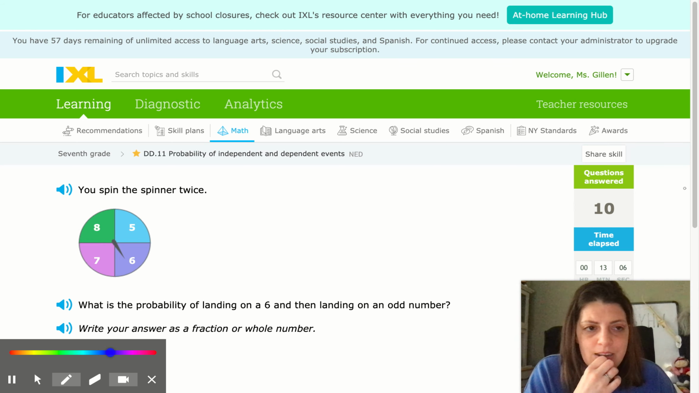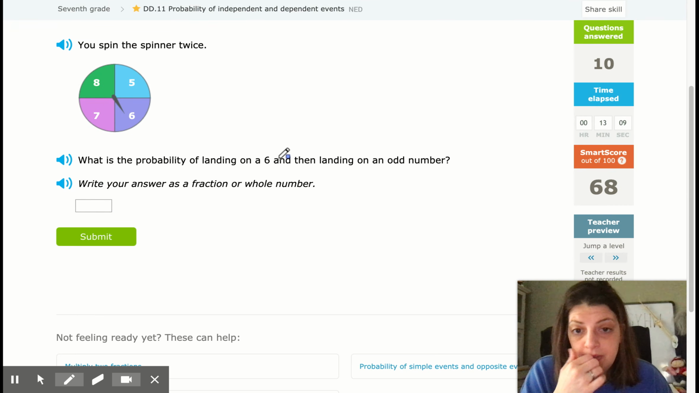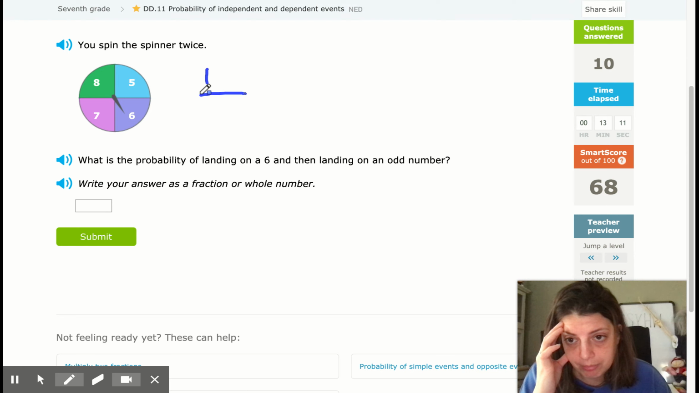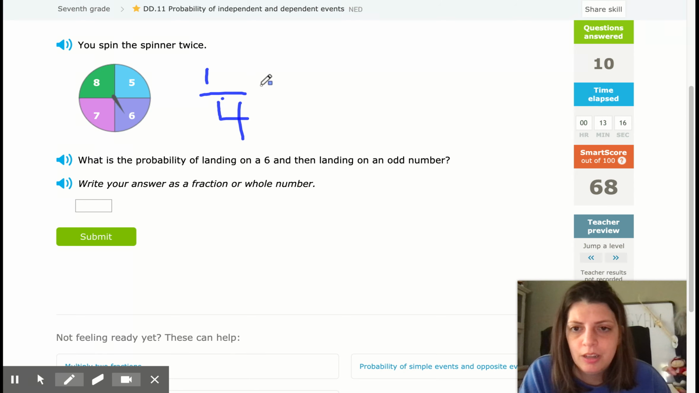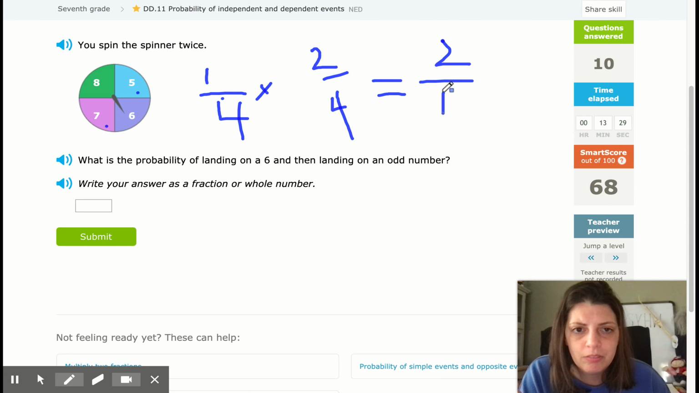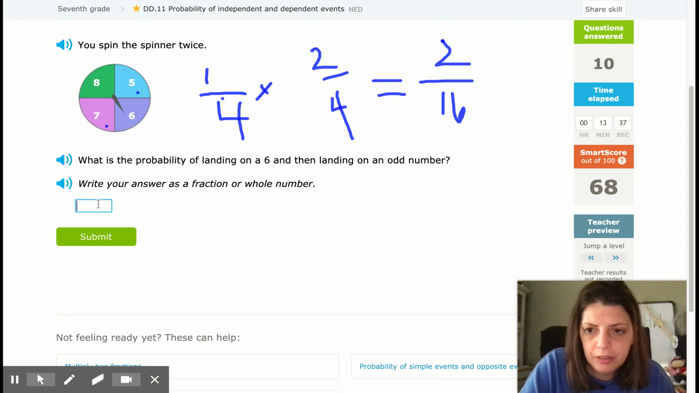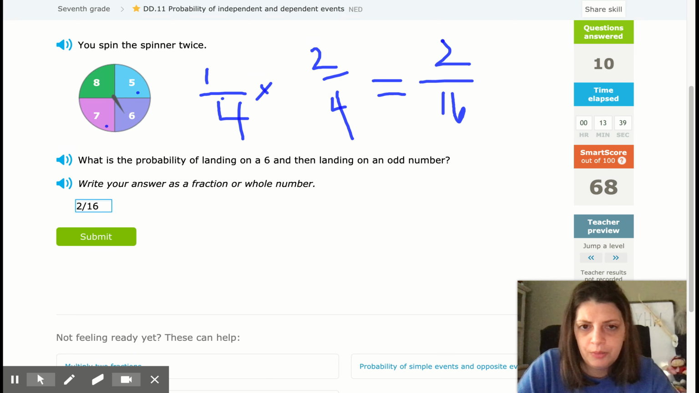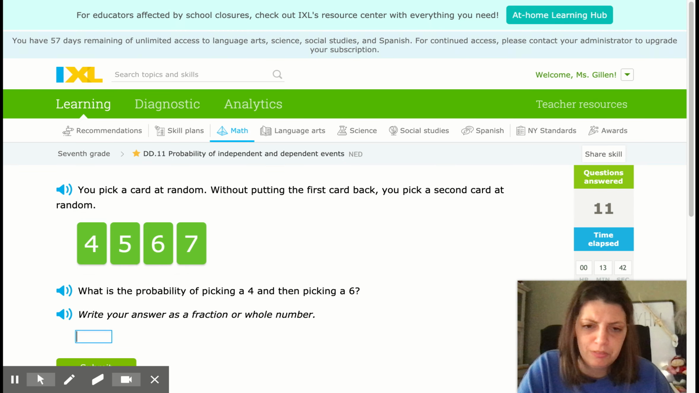Yay! Spin the spinner twice. What's the probability of landing on 6? 1. I don't know why I just said 1. Yeah, there's only 1 6 out of 4. And then landing on an odd number. 2 odds, 5 and 7 out of 4. So you could reduce that, or you could just get, I don't think they're even taking off points for not simplifying, which is kind of crazy. 2 out of 16 or 1/8. I don't think it matters which one you write, right? You don't have to simplify. See? Should always simplify though.